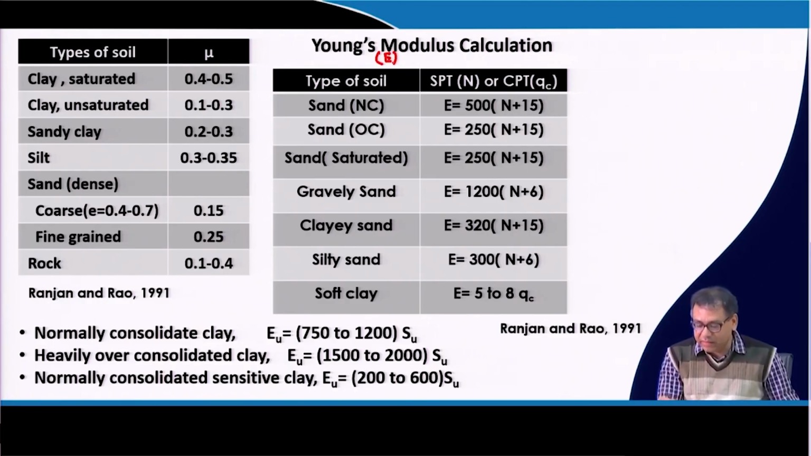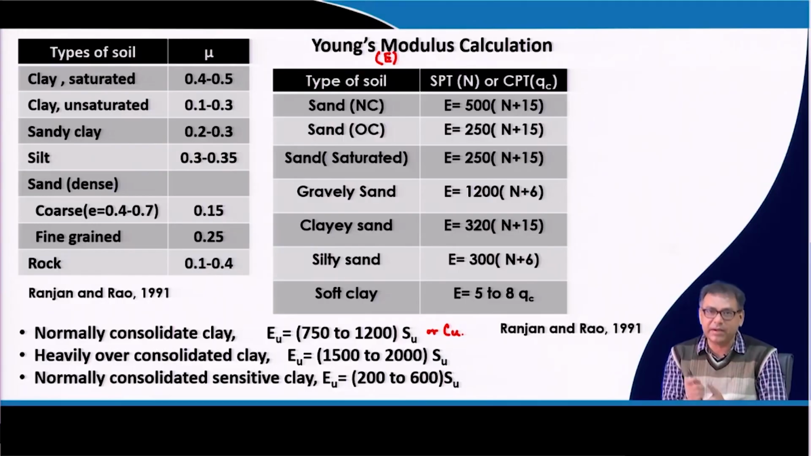If you have the SPT N value, then you can calculate the E by using these correlations. If you have the qc value, the cone resistance, then you can also use this correlation to determine the E value, and you can correlate E with the undrained shear strength, this is cu or su, the undrained cohesion. If you know the undrained cohesion of the soil, then by using these correlations you will get the E value. But these are correlations and you can see some ranges are given.